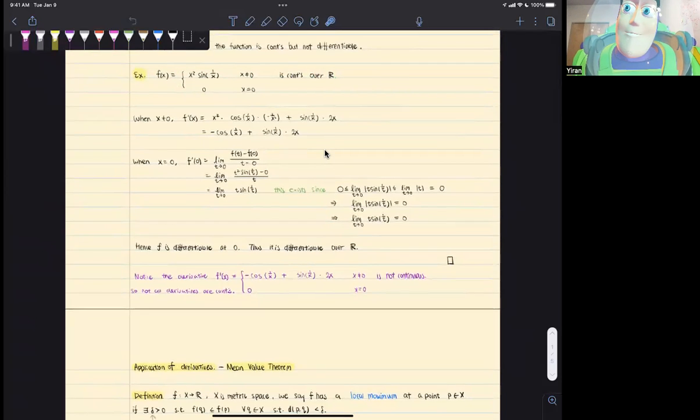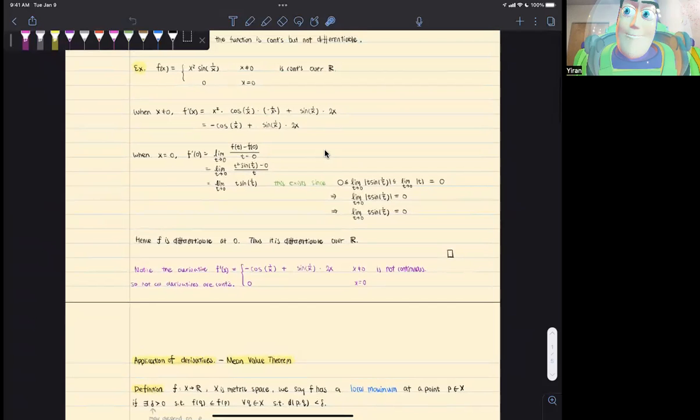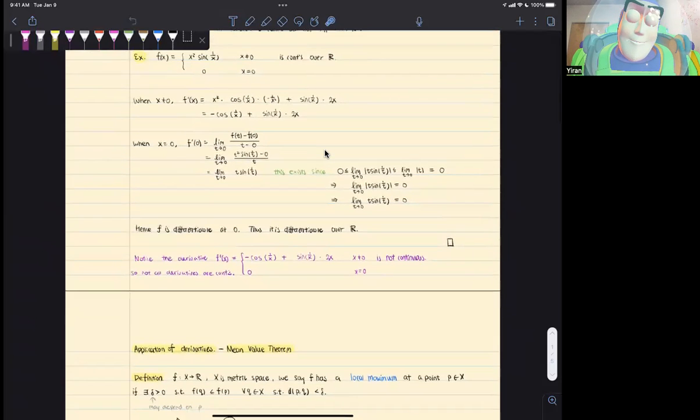Okay, so let's quickly go over this example. f(x) is defined in this way, and you can check using the definition of continuity. This is obviously continuous for every x not equal to 0, right? So we only need to show it is continuous at x equal to 0, and you can check that using the definition. So let's compute the derivative.